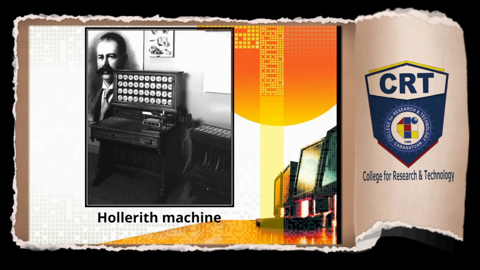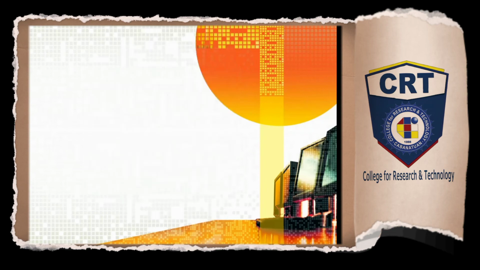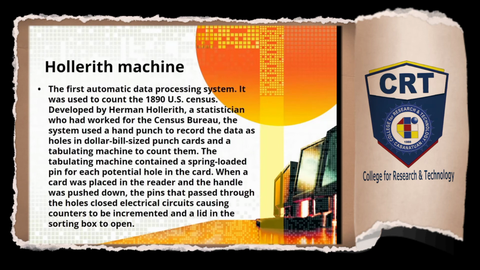Hollerith is widely regarded as the father of modern automatic computation. It was the first automatic data processing system, used in the count of the 1890 US Census. He developed a whole electrical circuit causing the counter to increment and the sorting blocks to open.